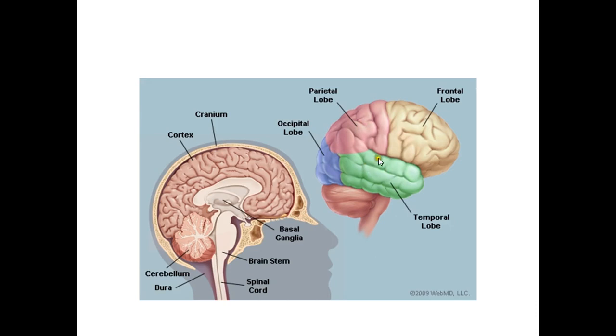In addition to these lobes, there are other important structures. The important ones are the cerebellum and the brainstem. The whole brain is lying inside the bony cavity, which is called the skull.